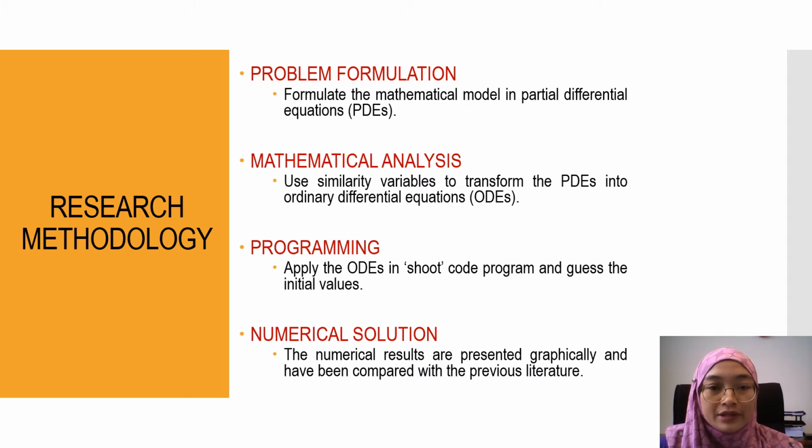In research methodology, there are 4 steps to finish the paper. The first one is problem formulation, where we formulate the mathematical model in partial differential equations, PDEs, and then proceed to mathematical analysis. We use similarity variables to transform the PDEs into ordinary differential equations, ODEs, and next we do programming to apply the ODEs in a shortcode program and guess the initial values. And the last one, for numerical solution, the numerical results are presented graphically and compared with the previous literature.